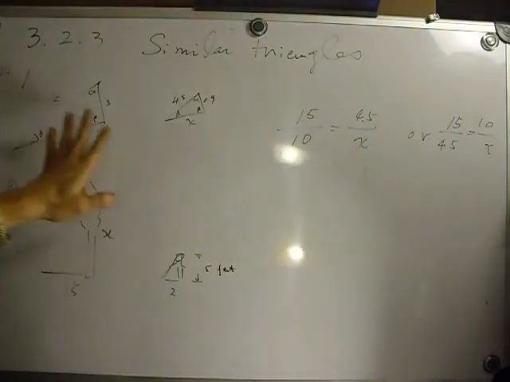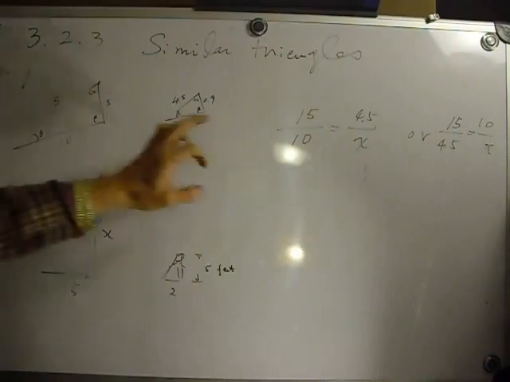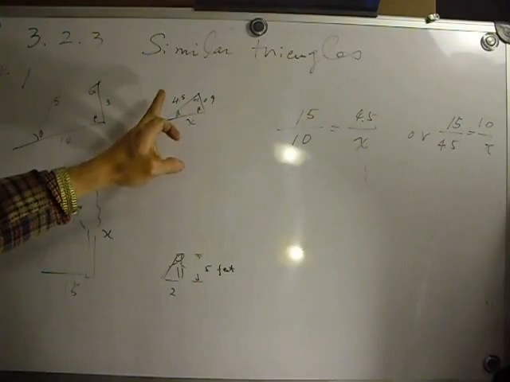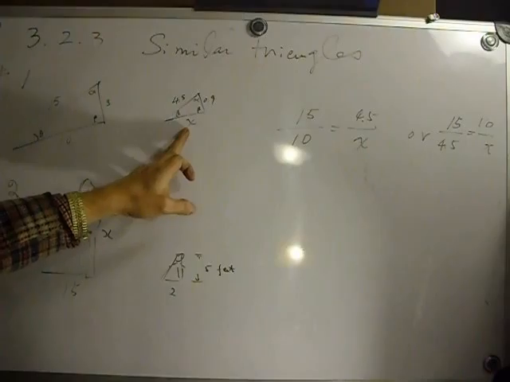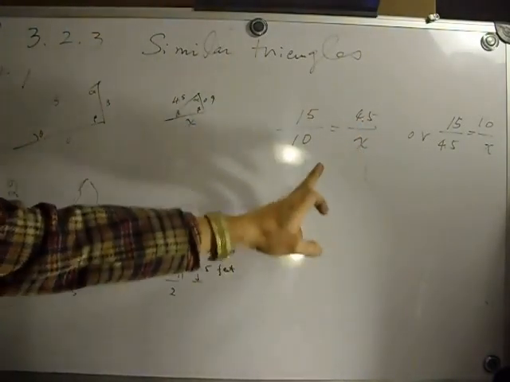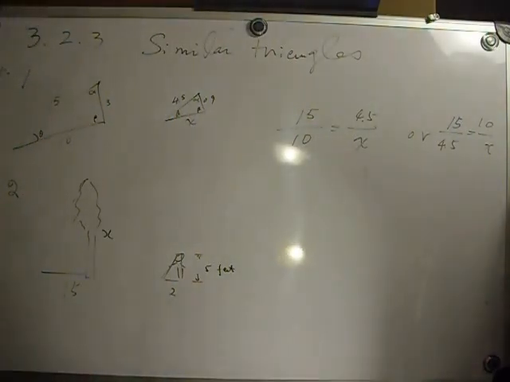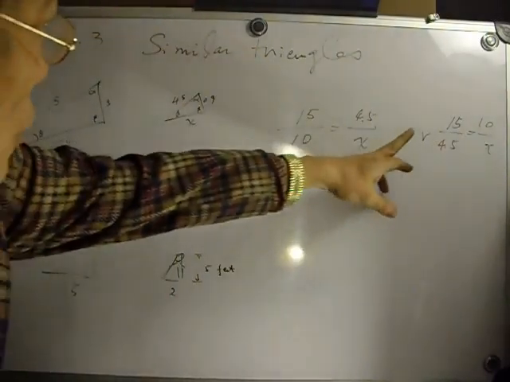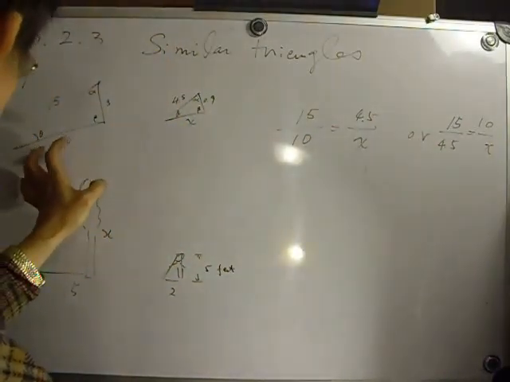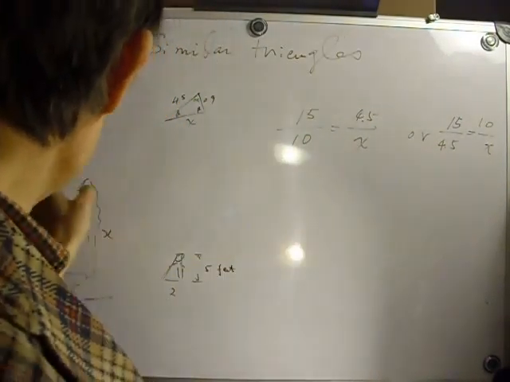In this example, 15 to 10, longest side to the second side, equals the smaller triangle's longest side to the second side, 4.5 to x, to solve x. Or you can solve the other way. 15, the longest side related to the longest side of the other one, and the second one, 4.5.